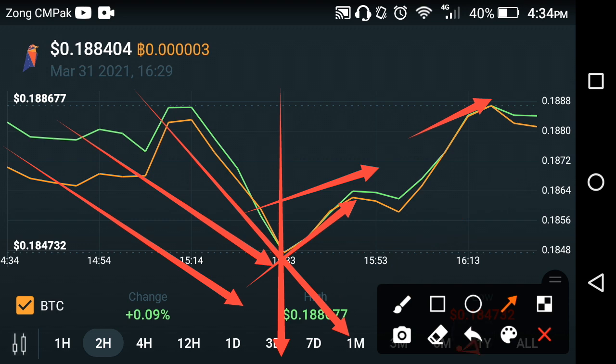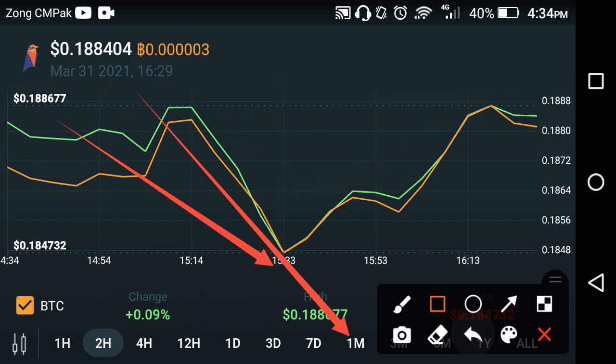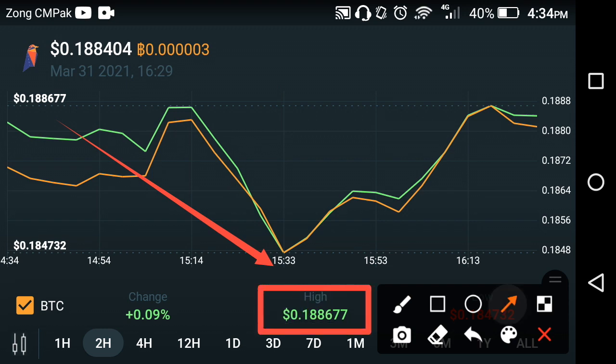So that is the live price prediction you are watching now, and the change is about positive 0.09% in Ravencoin in the previous last 2 hours, and the high price of Ravencoin is about $0.188677 in the previous 2 hours. So that is the live price prediction of the previous 2 hours, which you are watching now on ABS Tech channel.